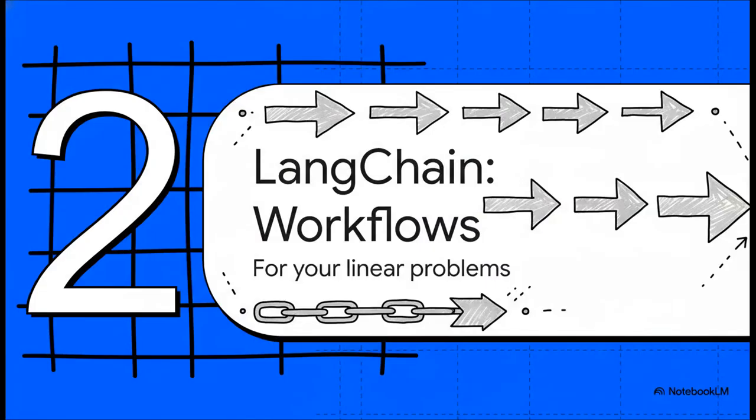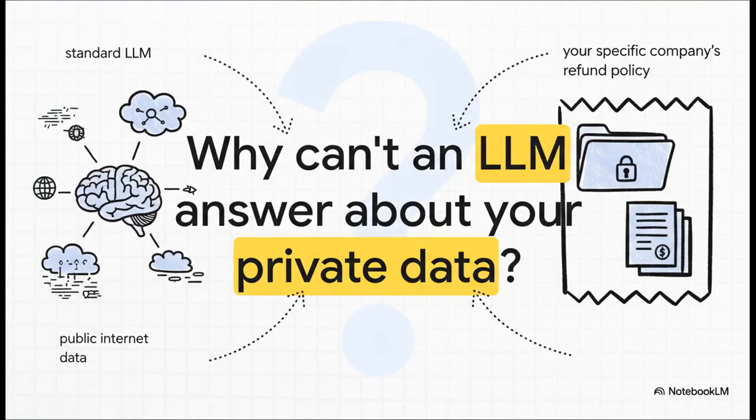Let's start with the OG, LangChain. This is your foundation. Think of it as the go-to tool for when you need to build an app that follows a pretty clear step-by-step path, a straight line. To really get LangChain, let's start with a problem every developer runs into. A standard LLM, like GPT, has been trained on the whole public internet. That's great. But if you ask it about your company's specific internal refund policy, it's going to have no clue. It just hasn't seen your private documents.